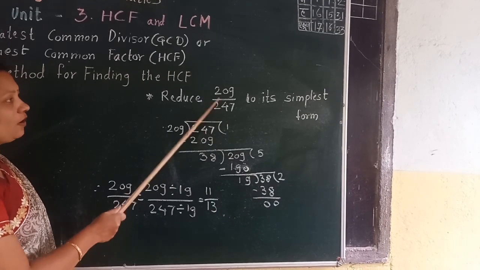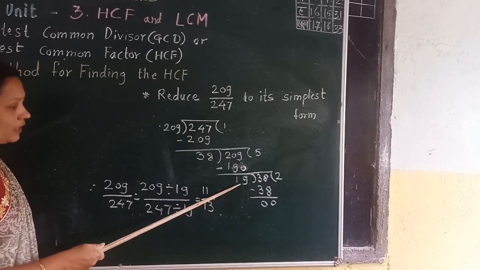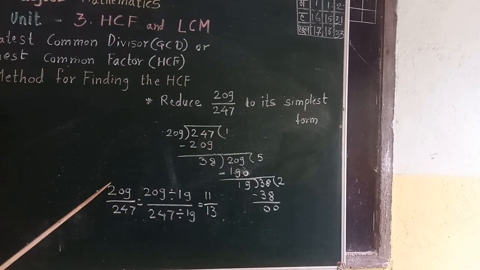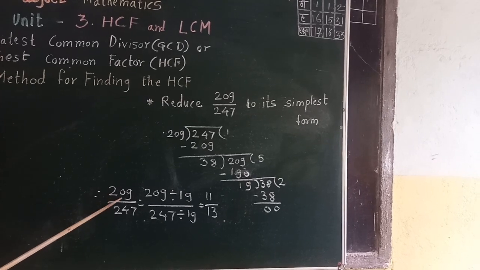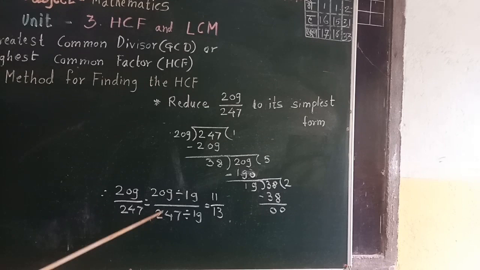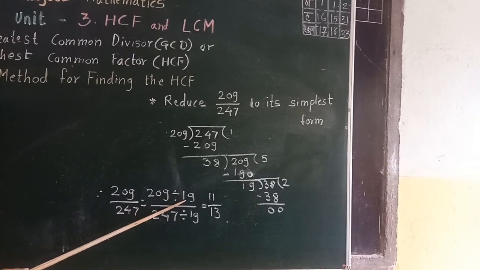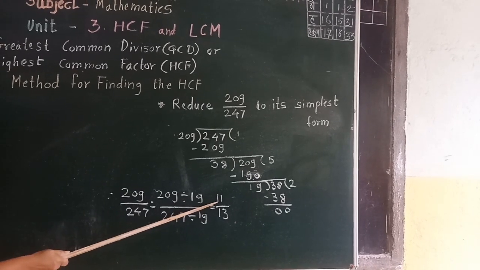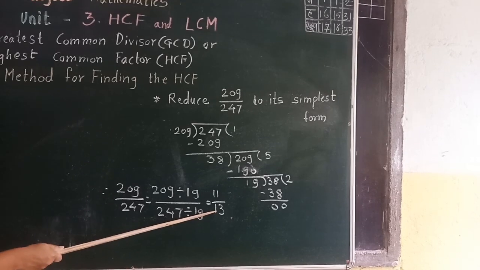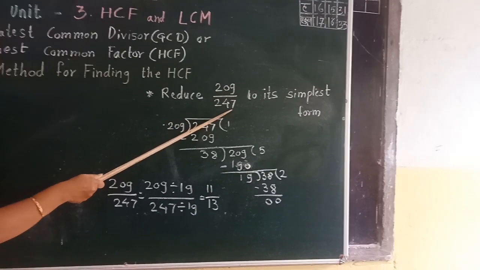Now the HCF of these two numbers is 19. So let's find the simplest form. The simplest form is here, 209 upon 247. These two numbers are divisible by 19, so divide these two numbers by 19. We will get answer 11 upon 13. This is the simplest form of 209 upon 247.